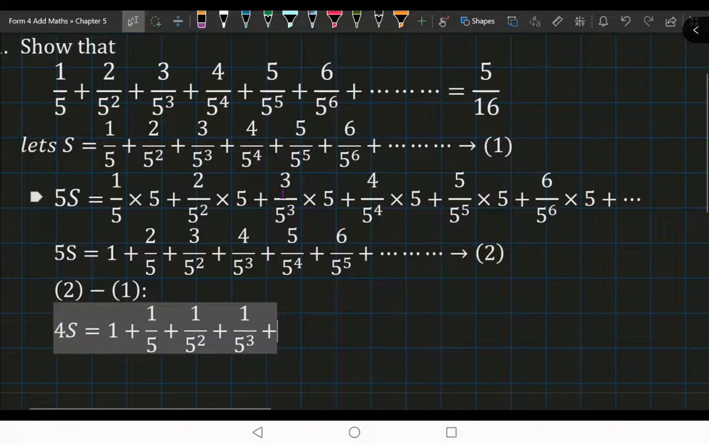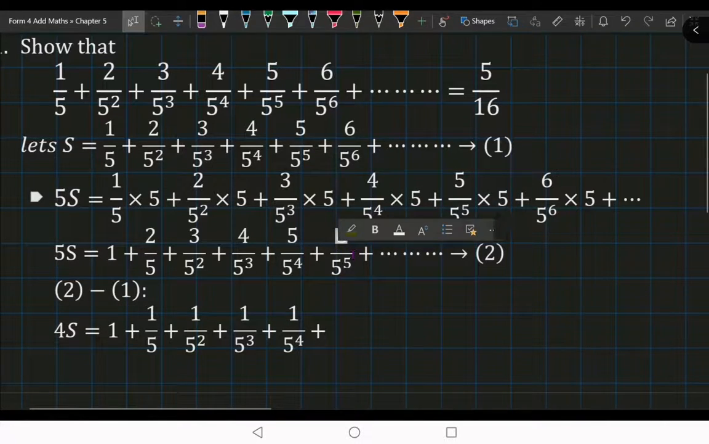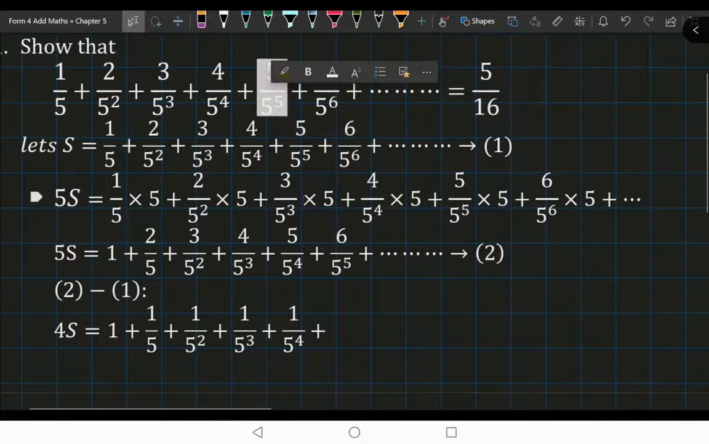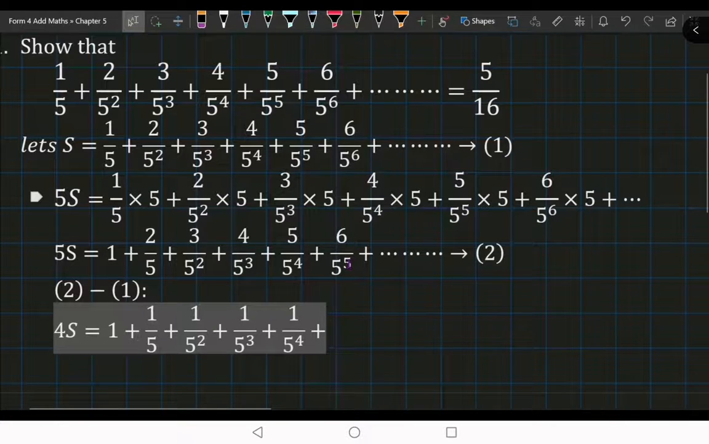But 5 minus 4 becomes 1 over 5 to the power of 4, with a common denominator. So we get this one. After that we go to 6 over 5 to the power of 5 minus 5 over 5 to the power of 5. They have a common denominator 5 to the power of 5, so the numerator is 6 minus 5. This means we get 1 over 5 to the power of 5.